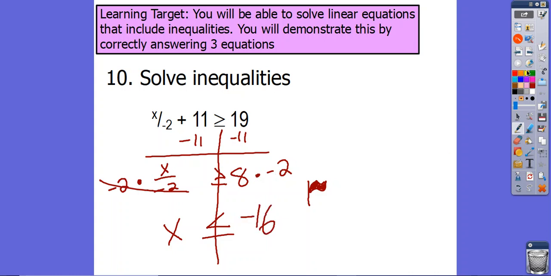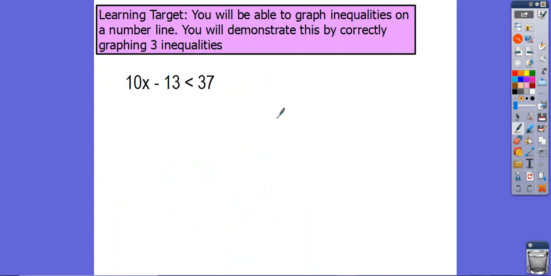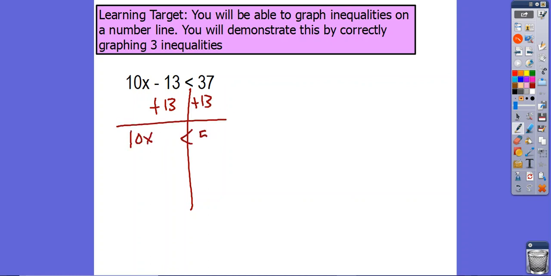Okay, let's look at one that is not a red flag. Opposite of minusing 13 would be adding 13. Whatever I do to one side, I'm doing to both sides. I'm going to divide by 10, which is okay because I can divide by a positive. So this one is not a red flag. It just stayed less than all the way down.